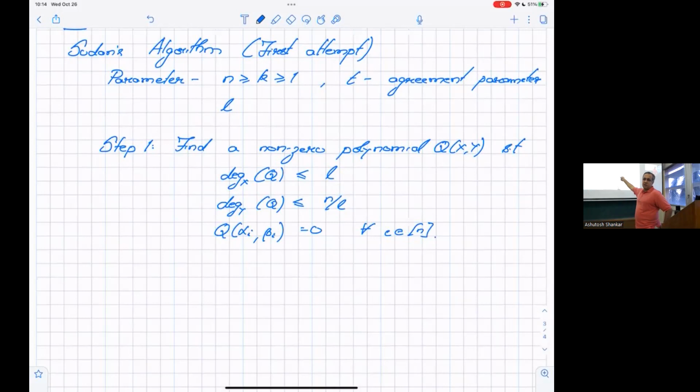What's that? It's exactly L plus 1 times n by L plus 1. This is a number larger than n. The reason for choosing L and n by L is exactly to ensure that the number of monomials that any such Q will have is larger than n. Therefore, the number of equations is smaller than the number of variables. Therefore, there will be a non-zero solution. L and n by L have been chosen for that reason.